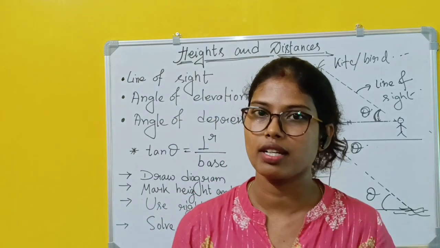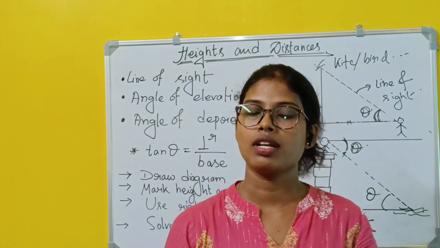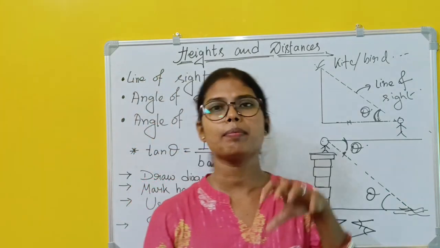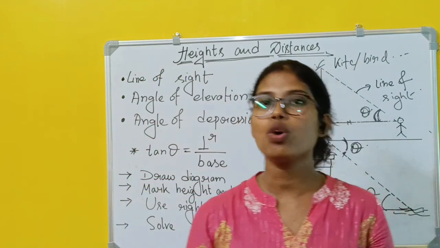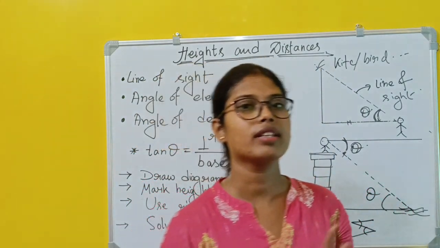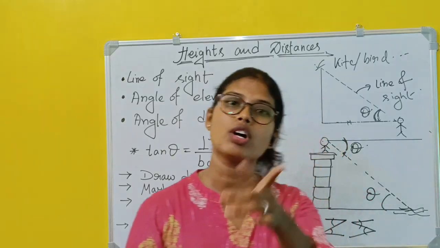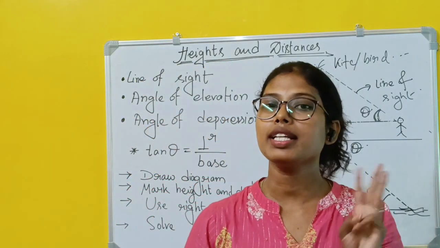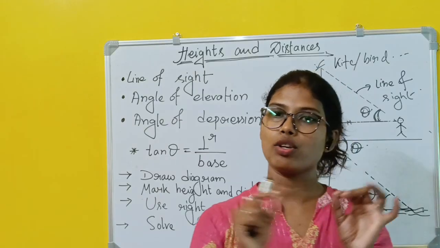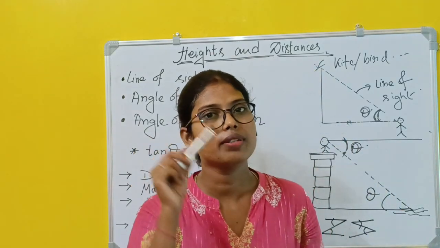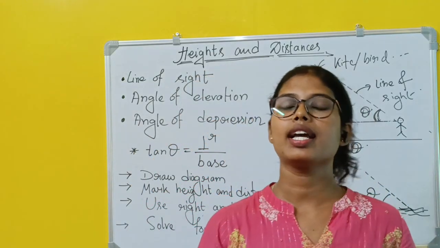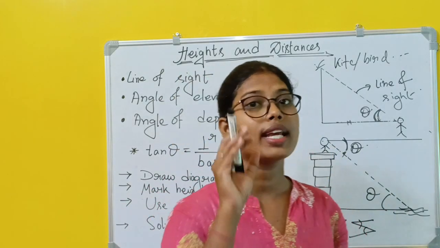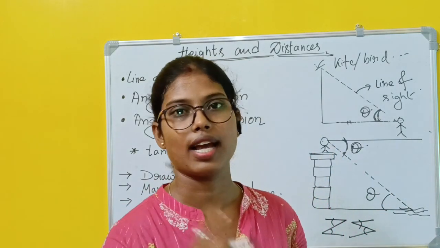So what did we learn in this chapter? What is line of sight? What is angle of elevation? What is angle of depression? These three things are the very basics of this chapter. We do not use any formula in this chapter, and this is the major thing. जिस चैप्टर में फॉर्मूला नहीं होता है, उस चैप्टर में कॉन्सेप्ट होता है। तो हमें अगर ये तीन चीज़ क्लियर है कि लाइन ऑफ साइट क्या है, एंगल ऑफ एलिवेशन क्या है, एंगल ऑफ डिप्रेशन क्या है, देन nobody is going to stop us from solving any sum of this exercise of height and distance.